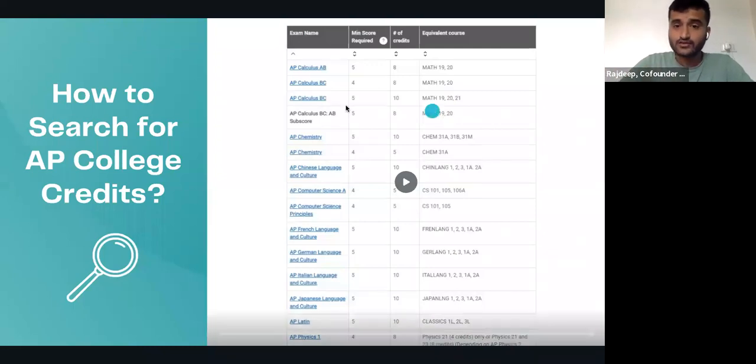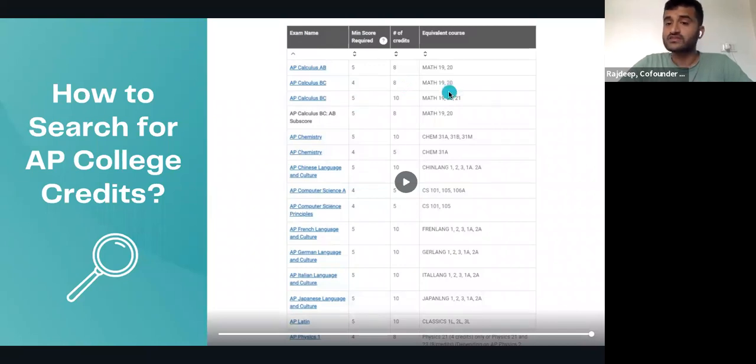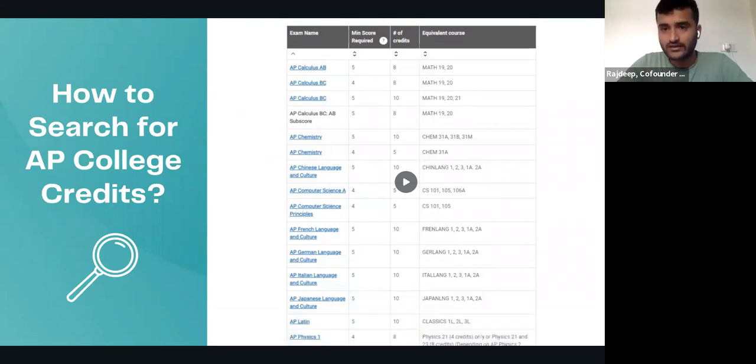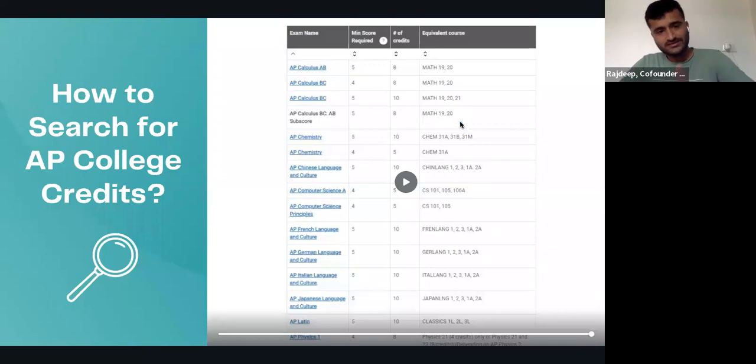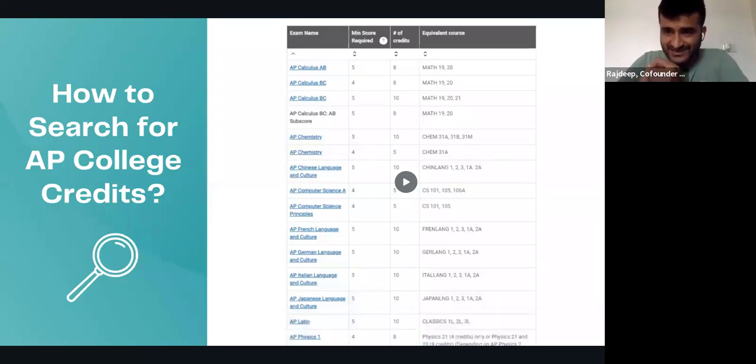If the child is not able to get a 5 on 5 and they get a 4 on 5, they still get 8 credits. Now, instead of skipping 19, 20, 21, they could skip maths 19 and maths 20. So they still will have to go ahead and do the maths 21 course. That is how you can figure out, at a certain score, as I said, 5 is great, 4 is also not bad because you will still get some credits and you will still get a chance to skip a few courses. So this is the third way, based on the college credits.